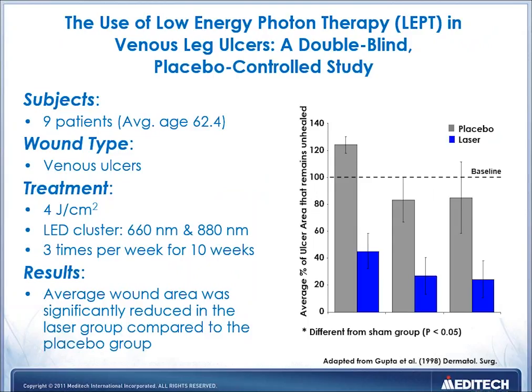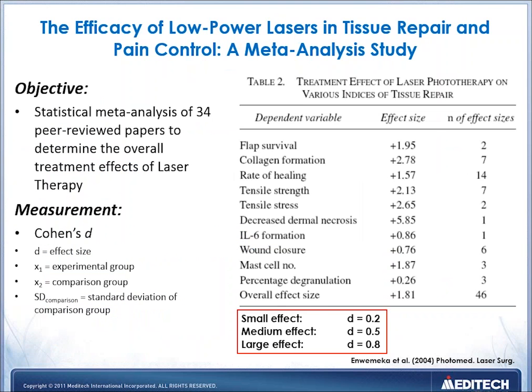In another study, a placebo-controlled, double-blind study, 9 patients were included with underlying venous pathology, venous stasis, and ulcers that hadn't healed for a while. With 3 treatments a week for 10 weeks and a minimal dosage of 4 joules per centimeter squared, the average wound area was significantly reduced in the laser group compared to the placebo group.